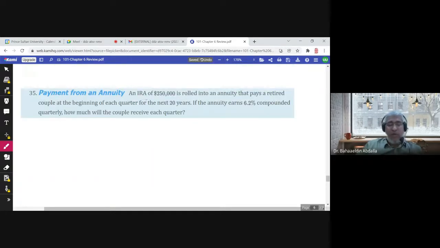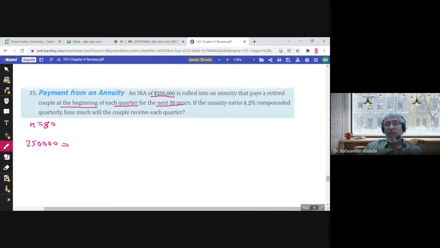An IRA, individual retirement account, of $250,000 is rolled into an annuity. So we have this amount, and we will put it in an annuity that pays a retired couple at the beginning of each quarter, an annuity due, 4 times a year for the next 20 years. So n is 80, 4 times 20. So this is the present value of an annuity.